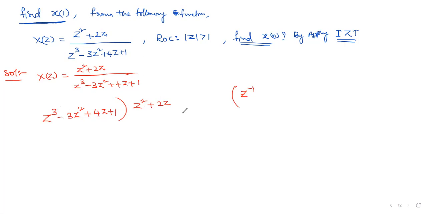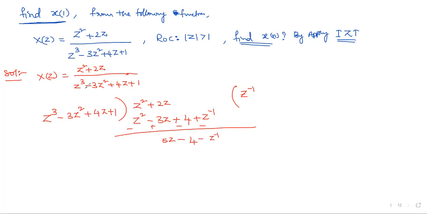If you multiply z cube into z power minus 1, that will become z square. Minus 3z square into z power minus 1 will become 3z. 4z into z inverse will become plus 4. 1 into z inverse. Now minus plus, minus minus. So now 5z minus 4 minus z inverse.